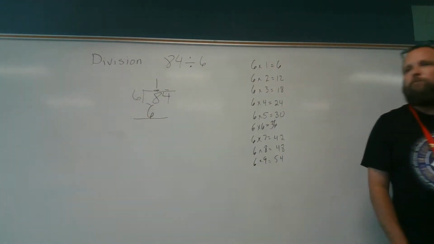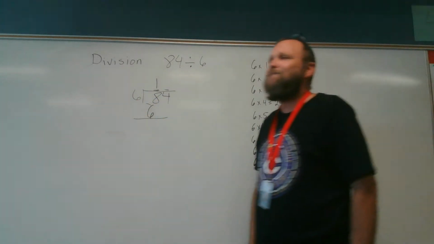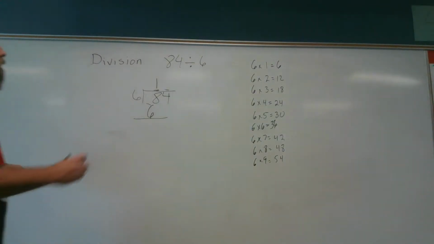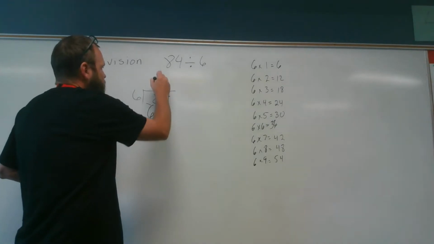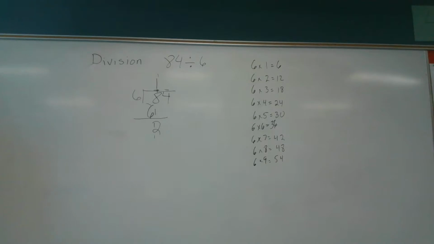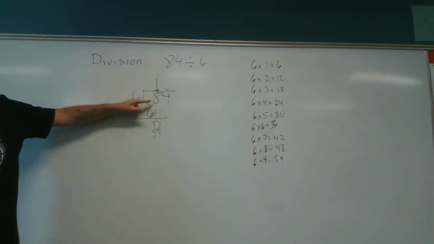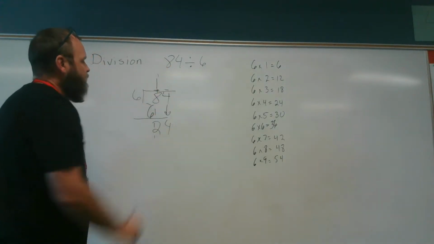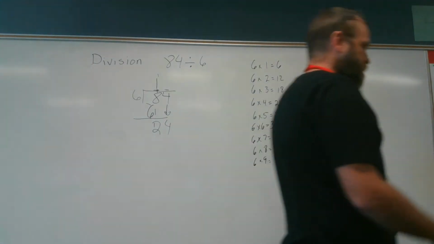And then I have to subtract. So Daniel, what is the difference between 8 and 6? Okay, but how much? 2. So I put the 2. This all has to be aligned right here. We need to make sure what our number goes above, because I'm taking this 6 into just the 8 right here. Now I bring down the 4, and I'm taking this 6 into 24.